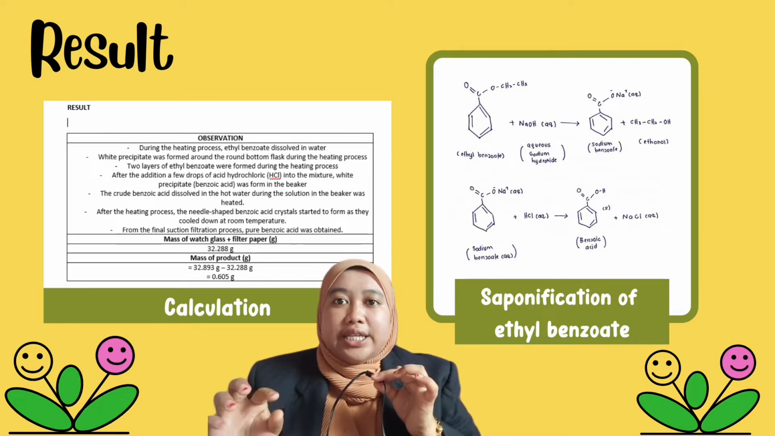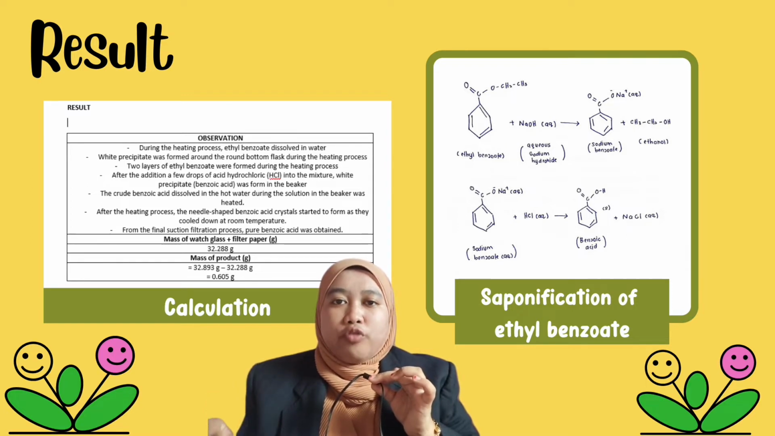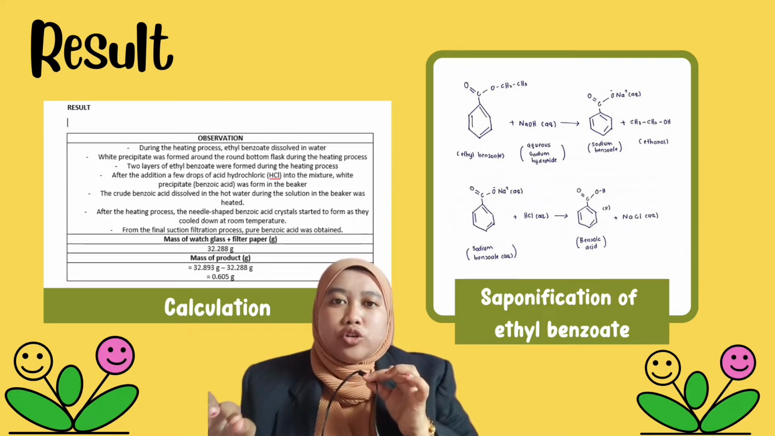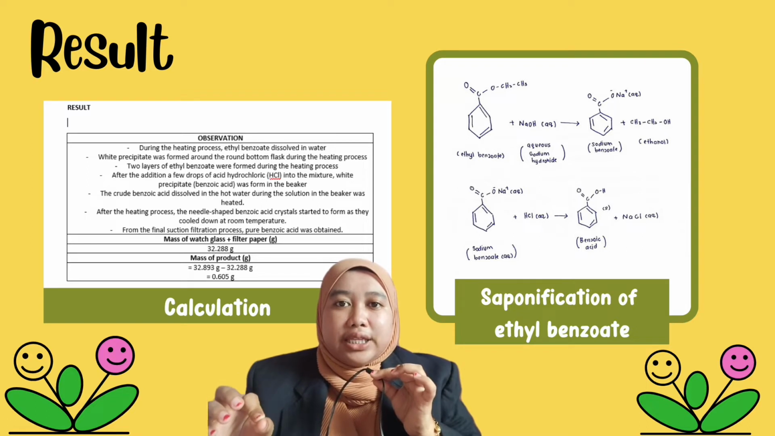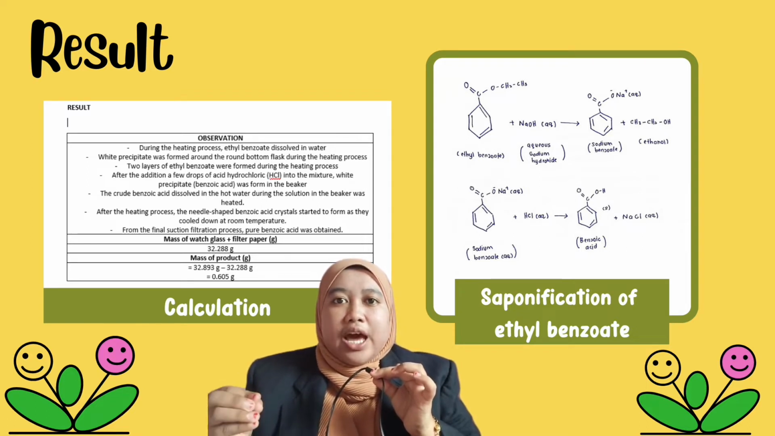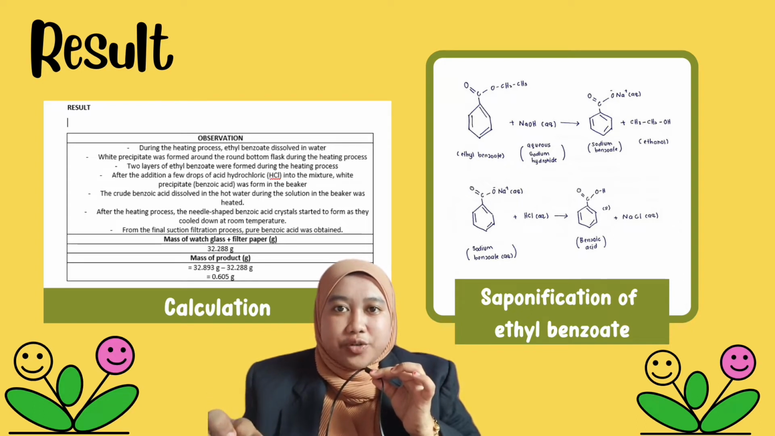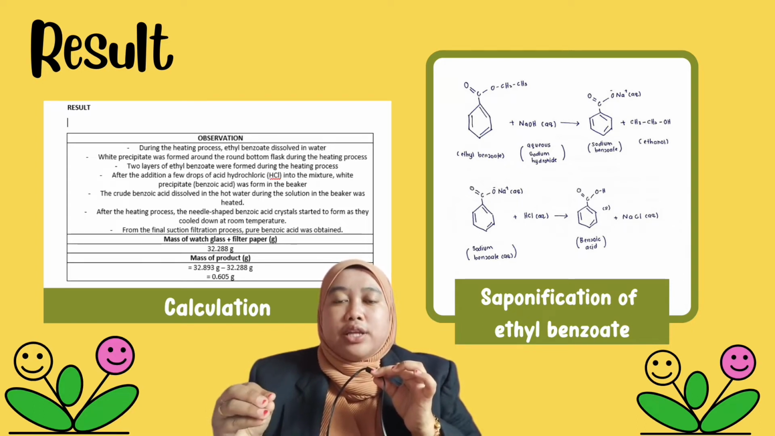in the beaker. Next, the crude benzoic acid was dissolved in hot water while the solution in the beaker was heated. After the heating process, the needle-shaped benzoic acid crystals started to form. After cooling down to room temperature, the final pure benzoic acid was obtained.